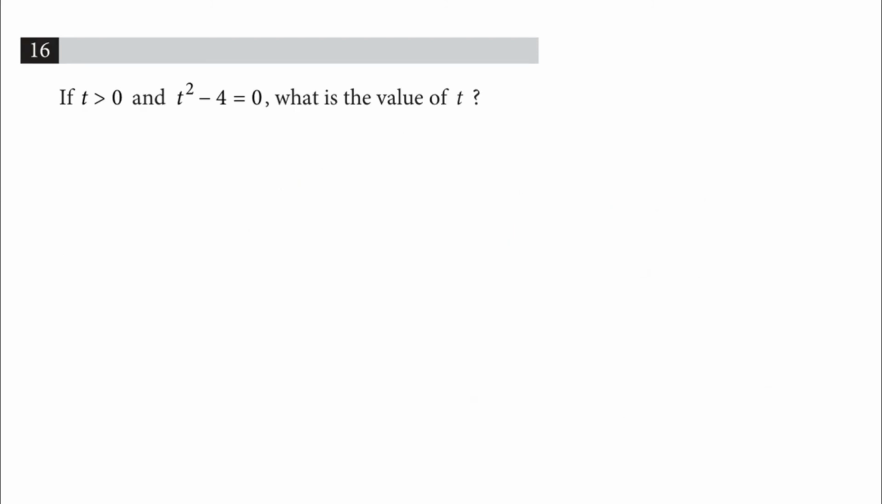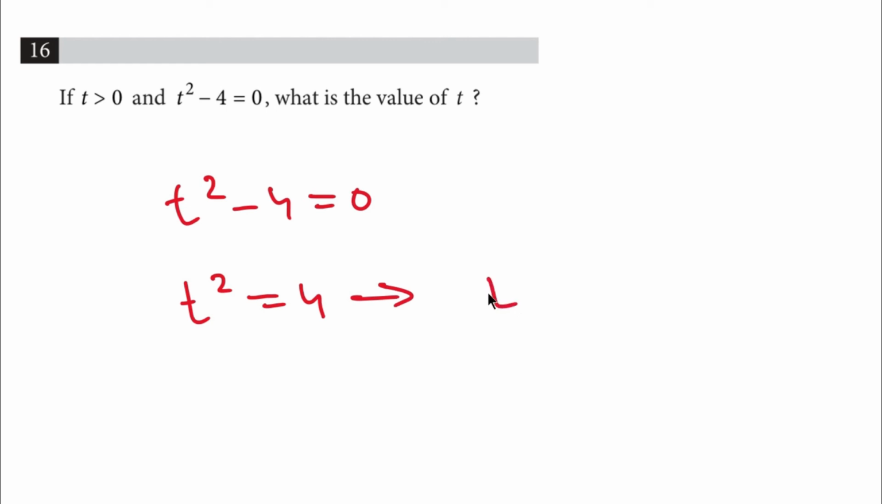Now let's move to the questions without answers. Try to do this one by yourself. It says t is a positive number and t squared minus 4 is equal to 0. Let's see, t squared minus 4 is equal to 0. By rearranging this, we get t squared is equal to 4.